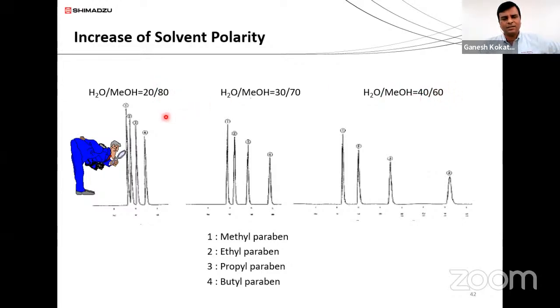As I increase the concentration of water, or vice versa, as I decrease the concentration of methanol, I'm getting a better picture. By the way, I'm not changing anything, not the conditions, not the column, only the solvent polarity. Okay, if I increase the solvent polarity, I'm getting better separation. So this is the first factor.